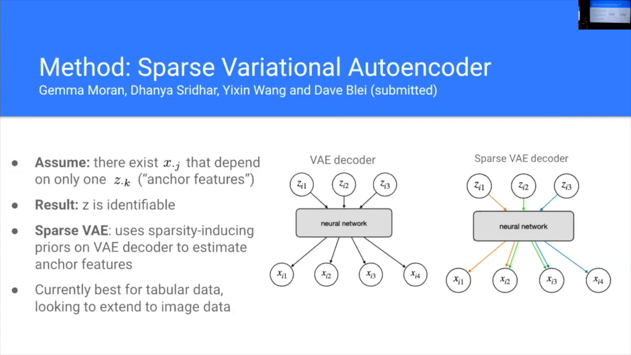So currently, this is more appropriate for tabular data, but we're looking to extend it to image data and other kinds of data where we can make these similar assumptions for identifiability. So no cosmological applications as of yet, but if anyone is interested in chatting, that'd be great. Any questions?